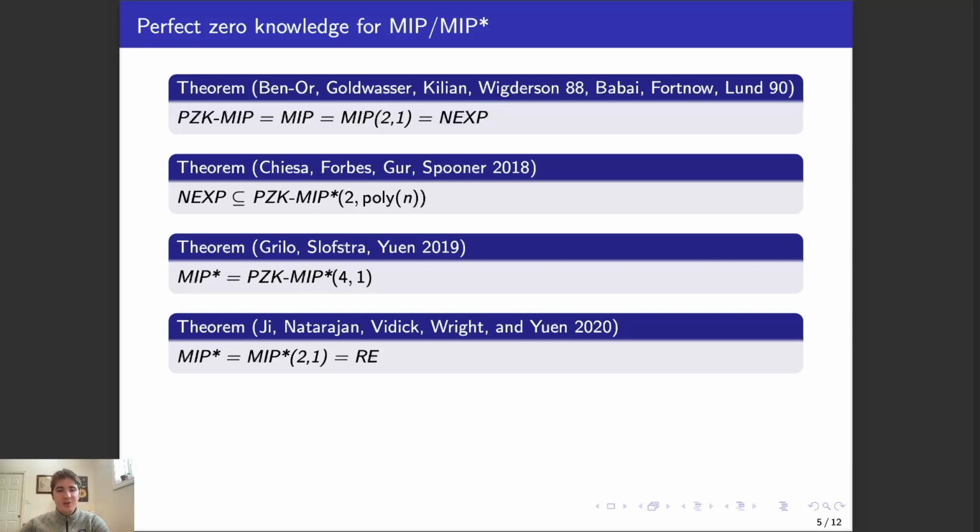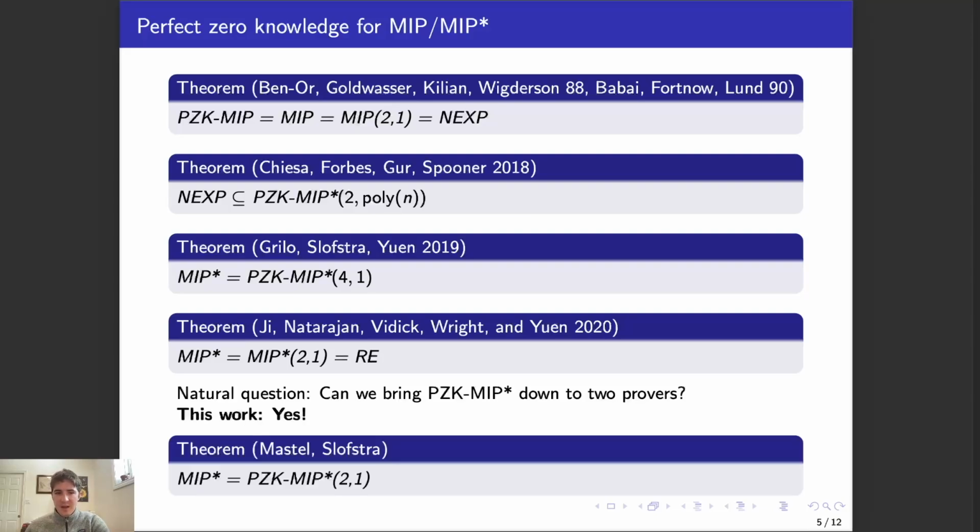Then stunningly, Ji, Natarajan, Vidick, Wright, and Yuen showed in 2020 that MIP* is equal to RE, the class of recursively enumerable languages, and that 2 provers and 1 round are enough to capture the whole complexity class. This prompts the natural question: can we bring perfect zero-knowledge MIP* down to 2 provers? In this work, we answer this question in the affirmative.